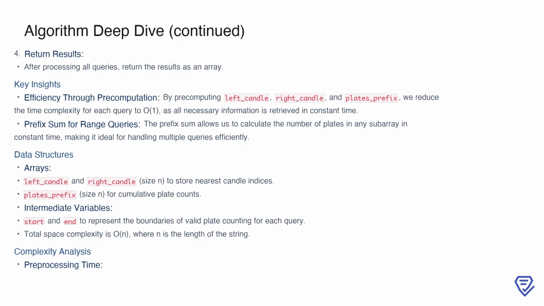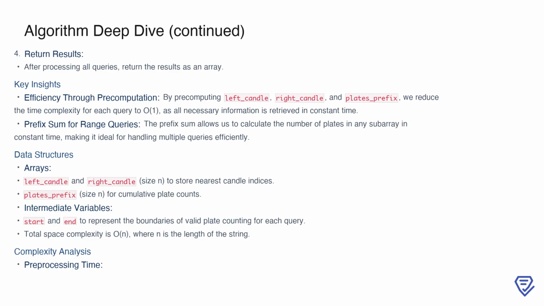This efficiency is achieved by leveraging pre-computation, which shifts the bulk of the computational effort to the pre-processing phase. This allows us to handle multiple queries efficiently. Additionally, the use of the prefix sum enables rapid range queries, making it an ideal choice for this problem. The data structures used include the left_candle and right_candle arrays, which store the nearest candle indices, and the plates_prefix array, which maintains cumulative plate counts. Intermediate variables like start and end are used to define the valid range for plate counting during query processing.